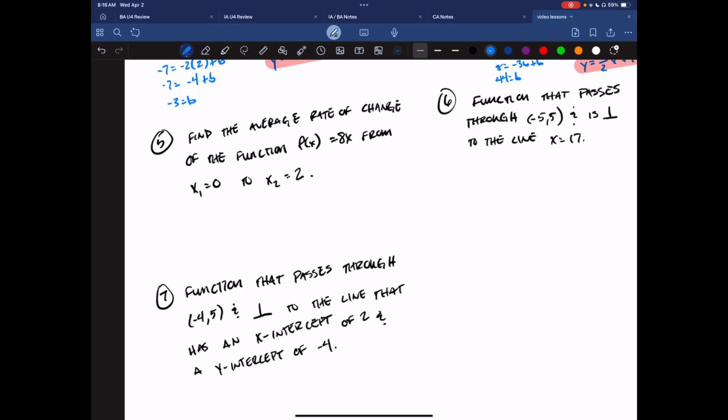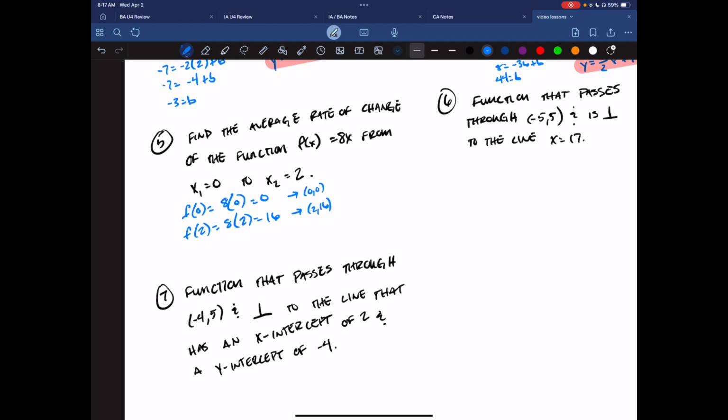Well, this problem, average rate of change, is essentially slope. First of all, if f of x is 8x, then I want to find out f of 0 and f of 2. And that's going to give me my x1, y1, and my x2, y2. They give me x1 and x2, I need to find the y's. So 8 times 0 is 0. 8 times 2 is 16. So my points are going to be 0, 0, and 2, 16.